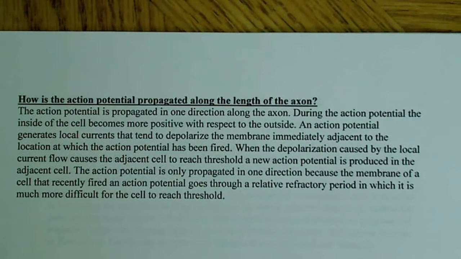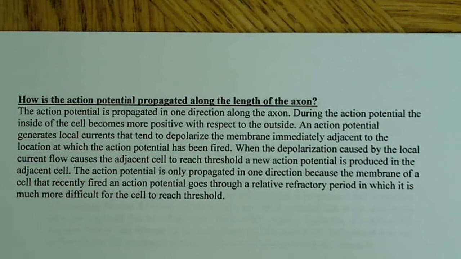And during the action potential, the inside of the cell becomes more positive. And we know that. We just went over the ions and how those things are affecting it. So the more positive with respect to the outside, an action potential generates local currents that tend to depolarize the membrane immediately adjacent to the location at which an action potential is fired. So what I'm saying by that is we have an action potential being fired.